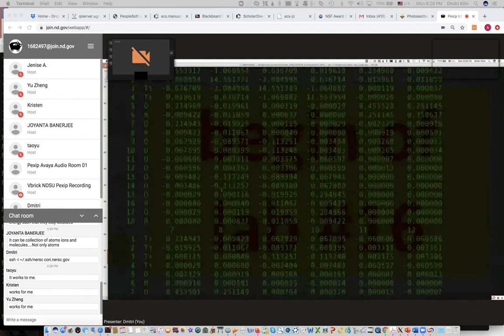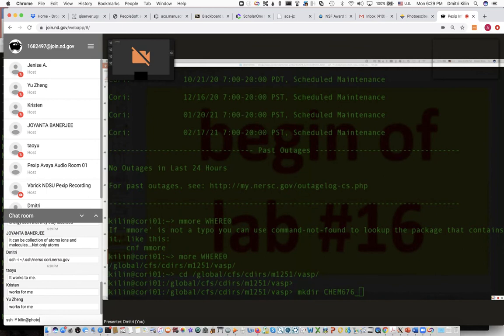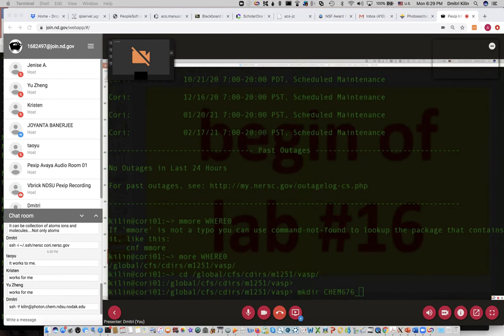Okay, I'll type it over. But do the same as you did for preparation of your talk. You should have it written somewhere. Yeah, you could just copy it. SSH, then the user name at the photon node address, right?